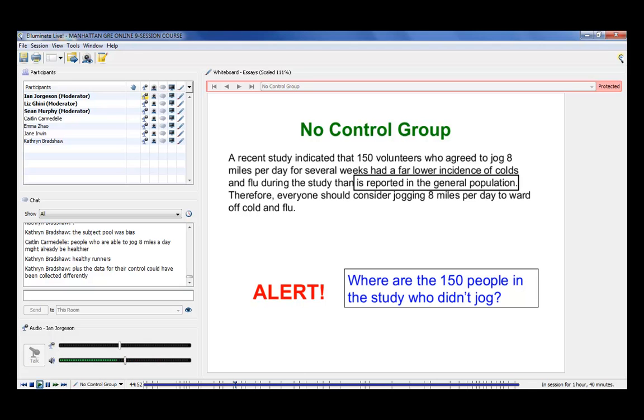What we need to do is take 300 volunteers and make 150 of them run 8 miles a day and make the other 150 not run, and then compare them. So we really, at one level, don't have a control group, or another way to put it is our control group is just the general population, and that is not a true control group. That is not a valid way of studying this.